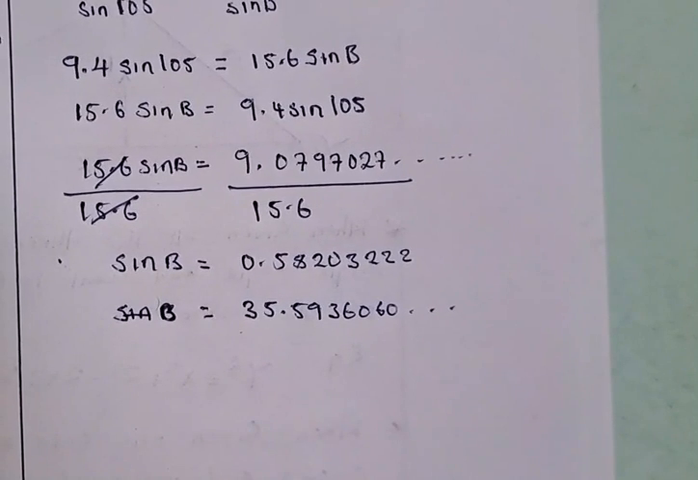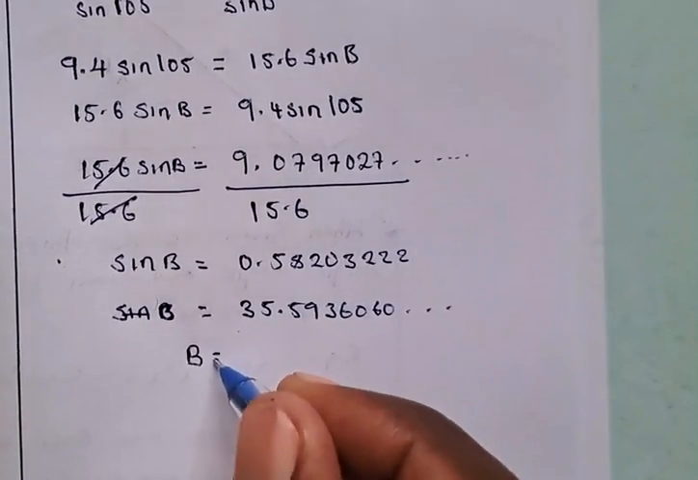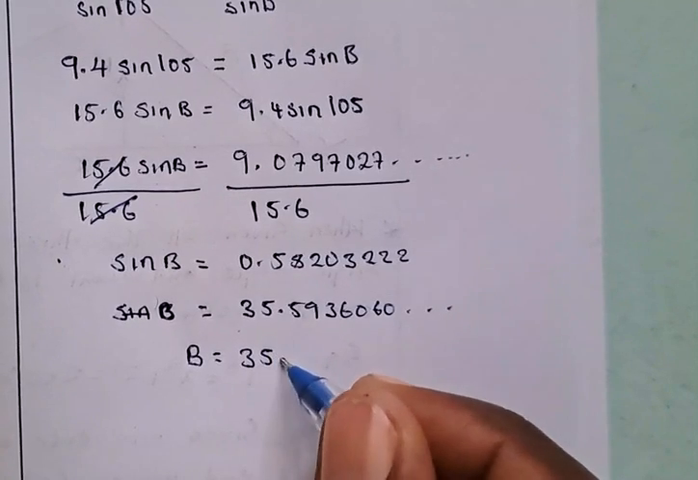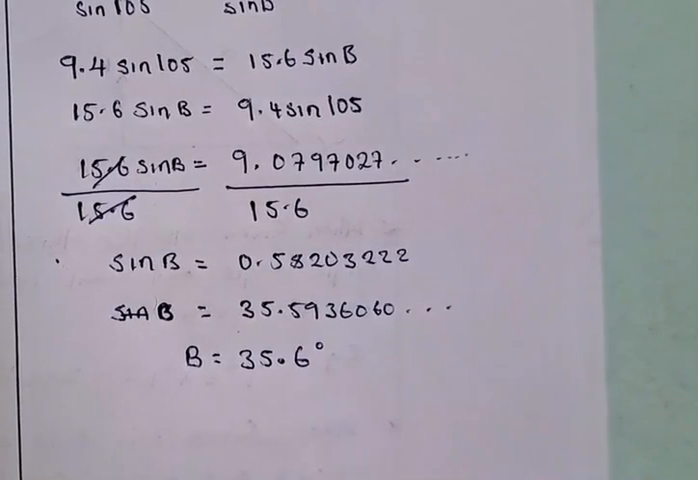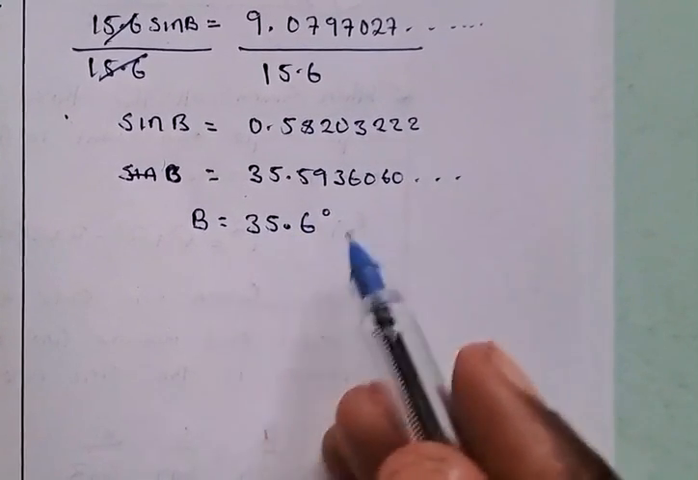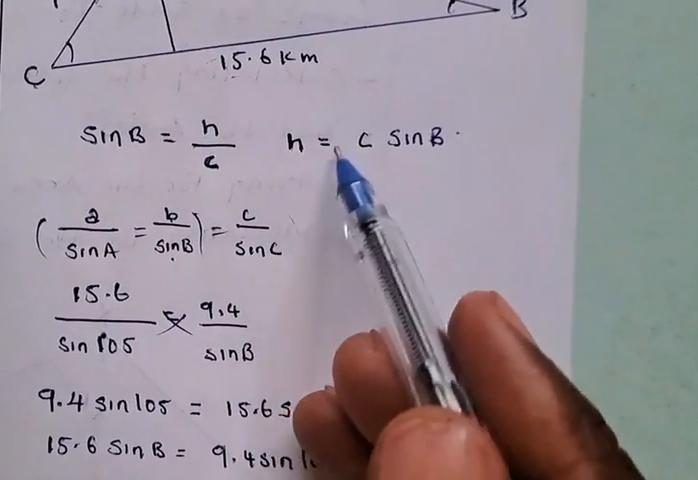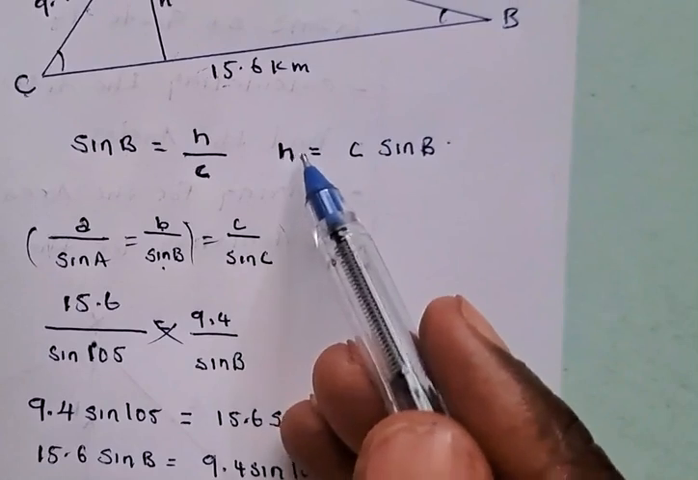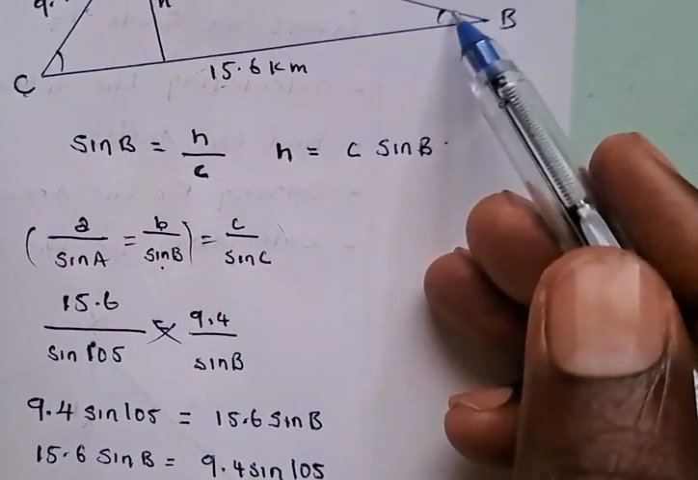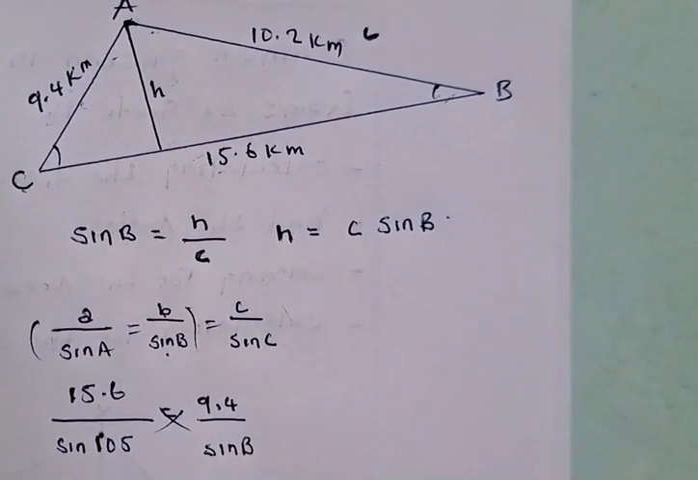So when you round it off to one decimal place, it will be B is equal to 35.6 degrees. Now we are not asked for this angle. We've been forced to find this angle because the formula is saying the shortest distance, h, is equal to c sine B. So this is sine B, which is 35.6. We have found this one here. So let us go ahead and plug it in the formula.